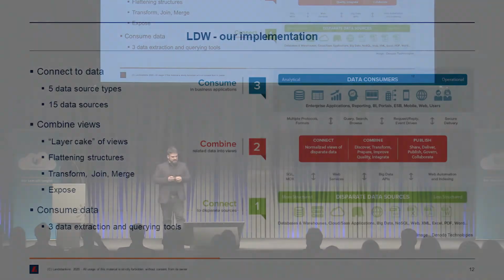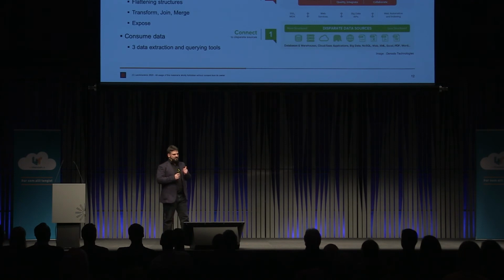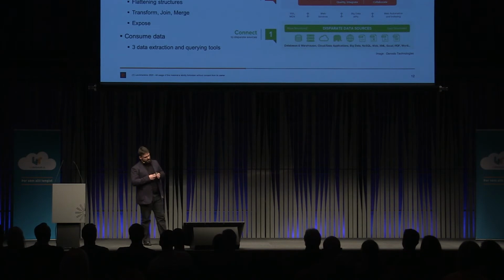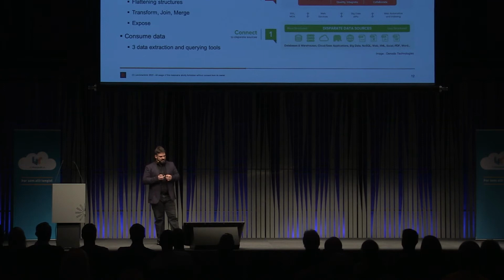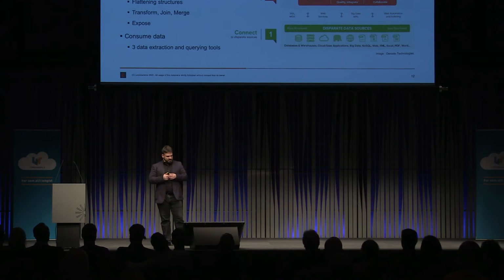So where are we with it right now? We have about five distinct data source types, such as Oracle, SQL Server, JSON files, with some REST web services, some SOAP web services, etc. And a total of 15 data sources in our data warehouse, a bit more even now. We have this layer cake of views where we transform that data, and we have connections coming to the logical data warehouse by three different data extraction and querying tools.